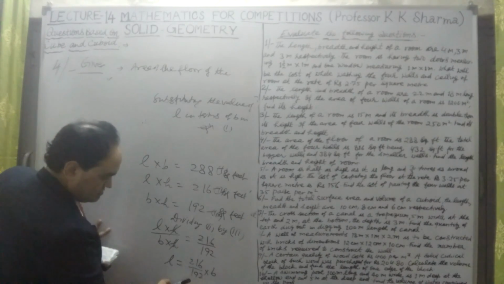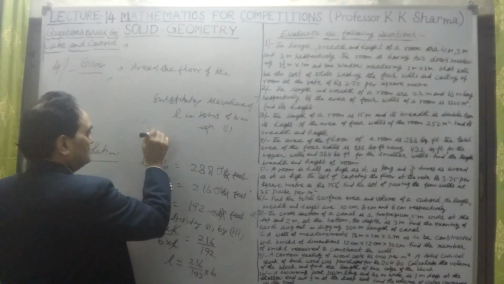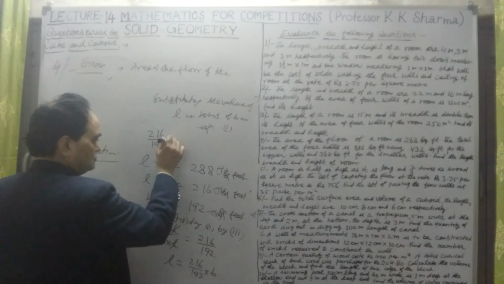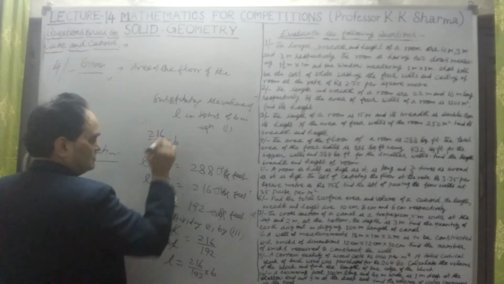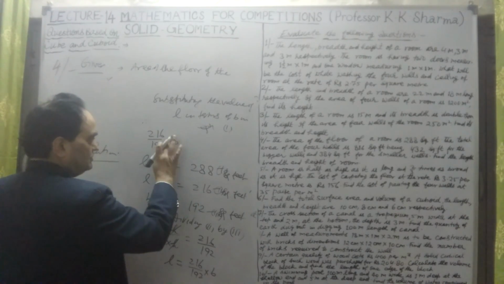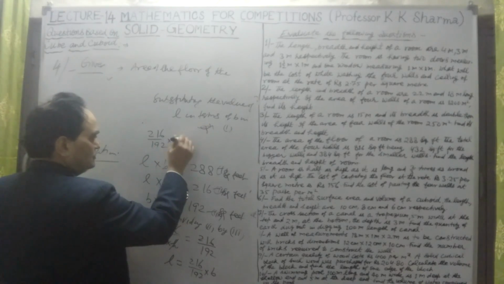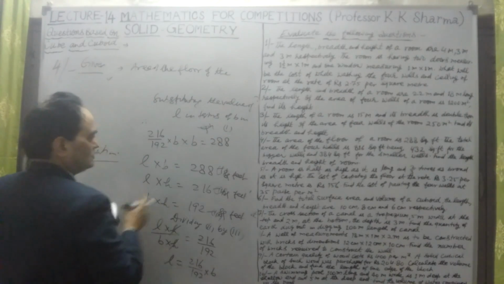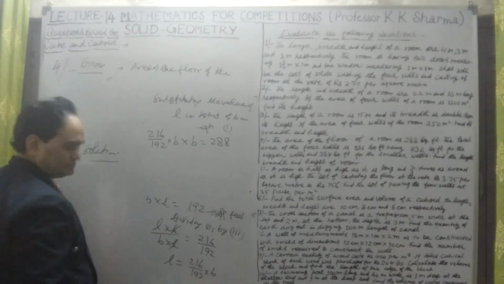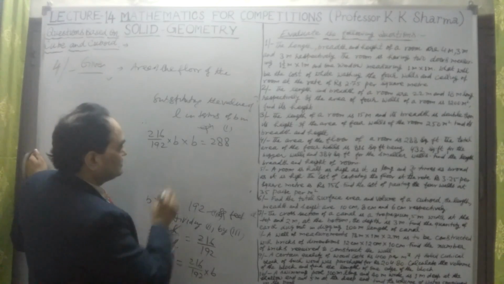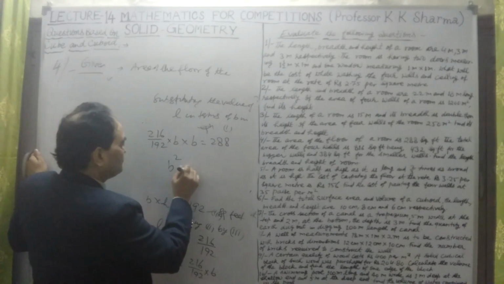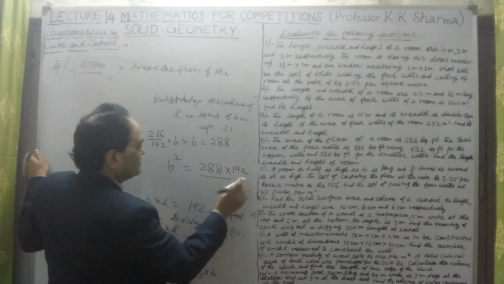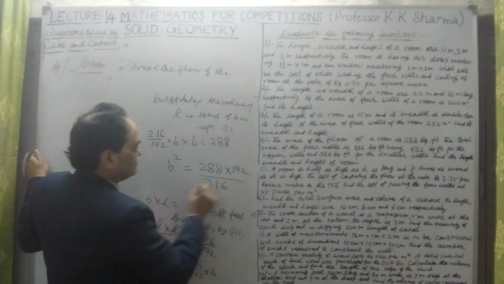So in place of L we substitute 216 upon 192 into B, and this B was already there. Okay, sorry, this is B into B. This is equal to 288. So now solving this equation, if I solve it we can get the value of B. This is B square is equal to 288 into 192 divided by 216.